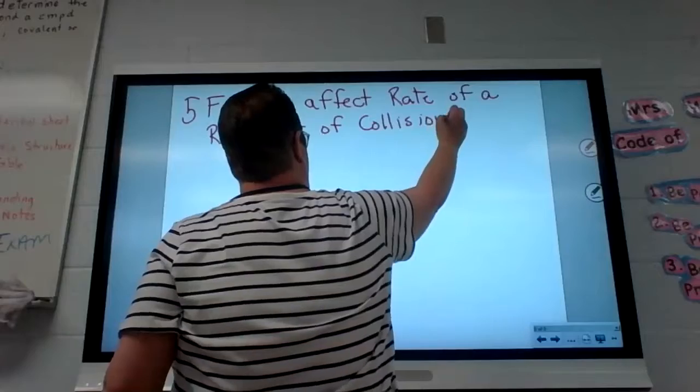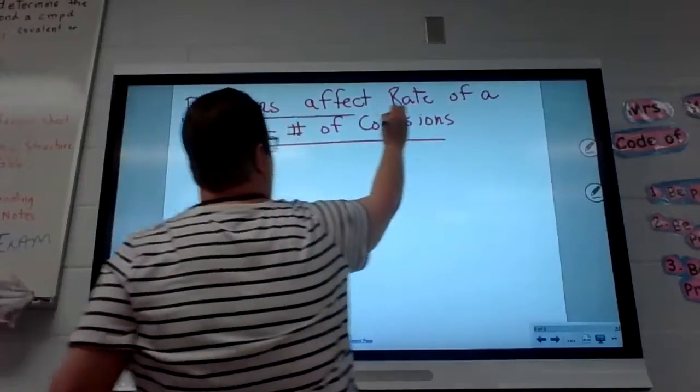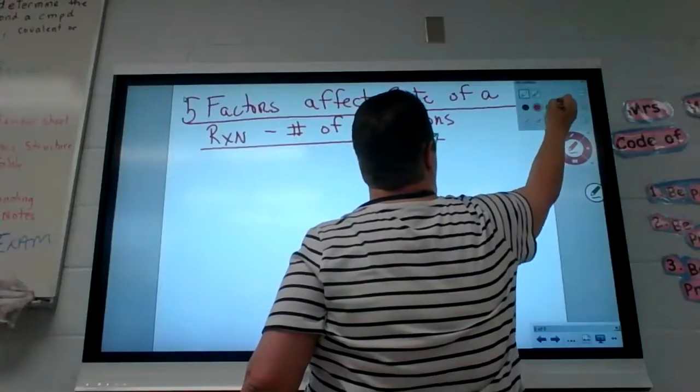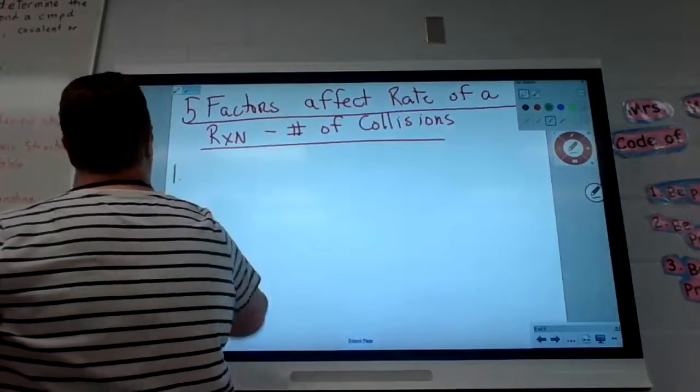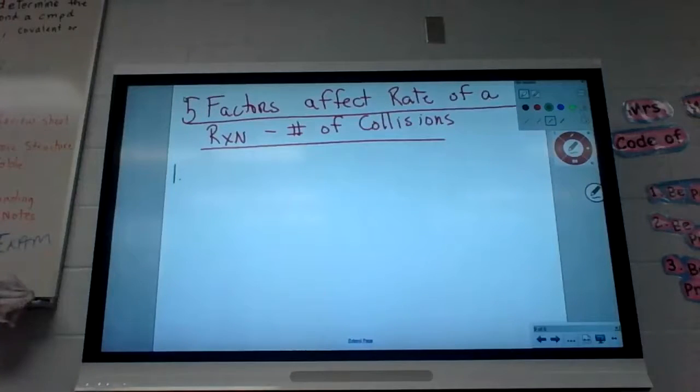All right. So what things can we do to affect the number of collisions we have? There are 5 things we can do to get more collisions. There were only 2 for the first question. Yeah, those are the things that affect the rate. So how can we get more collisions? Can we make the reaction go faster or slower? Let's say faster.